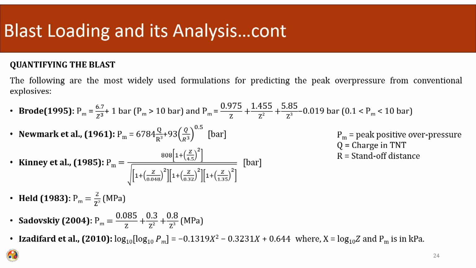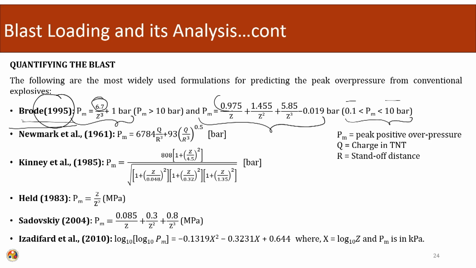One basic equation that is widely used is Brode's equation, which was proposed in 1955. It has a category for pressure in different ranges. For 0.1 to 10 bar, this particular equation is used, and above 10 bar this other equation is used. One point to keep in consideration is that all these things are more or less empirical approximations.